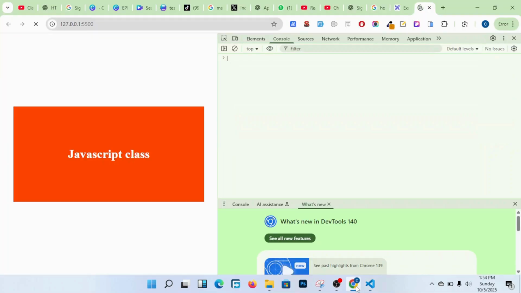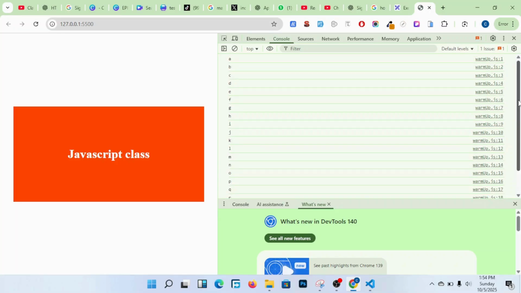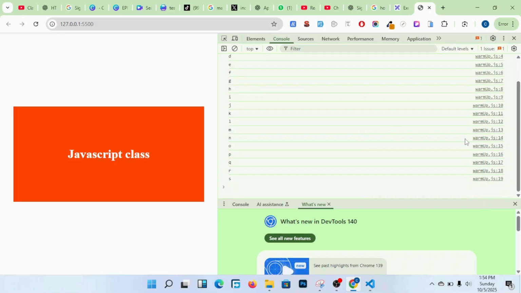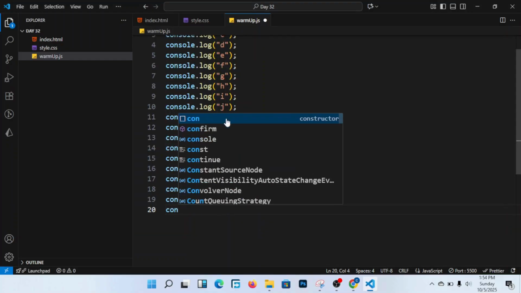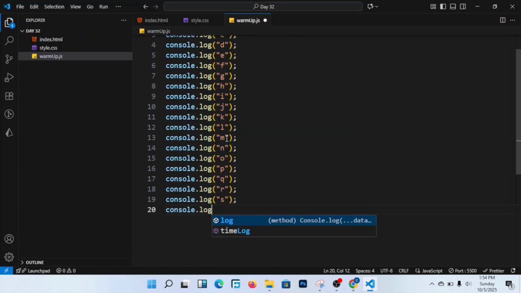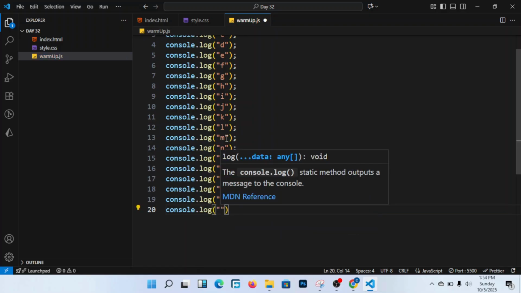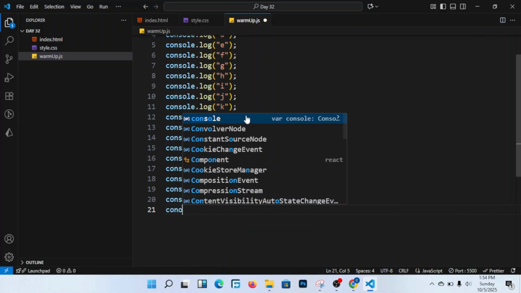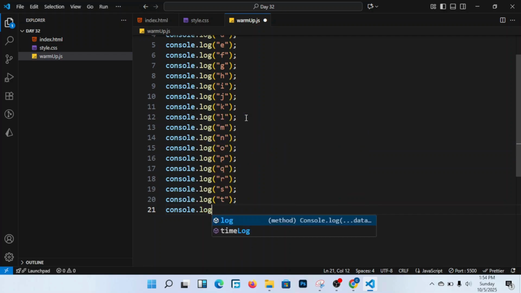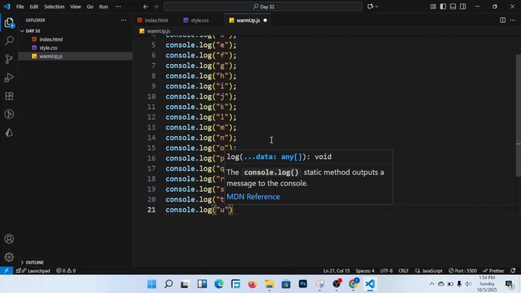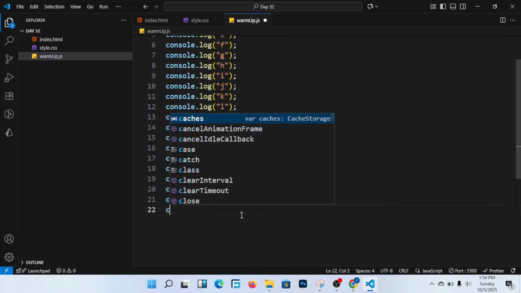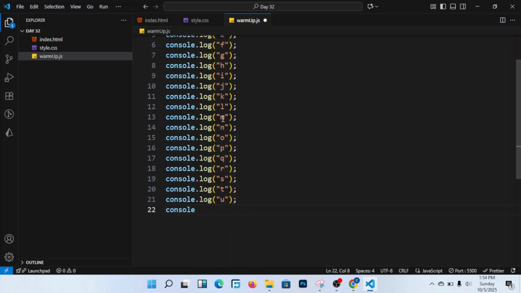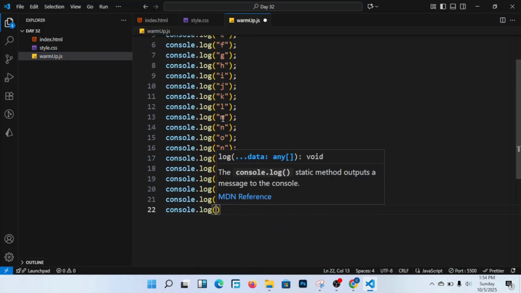I want to see how these look in the browser. Wow, guys, it looks like this. S, you see they are all here, okay? Console.log. R, S, T, U, V. Console.log. S, T, U, V. Console.log. U, V, W.